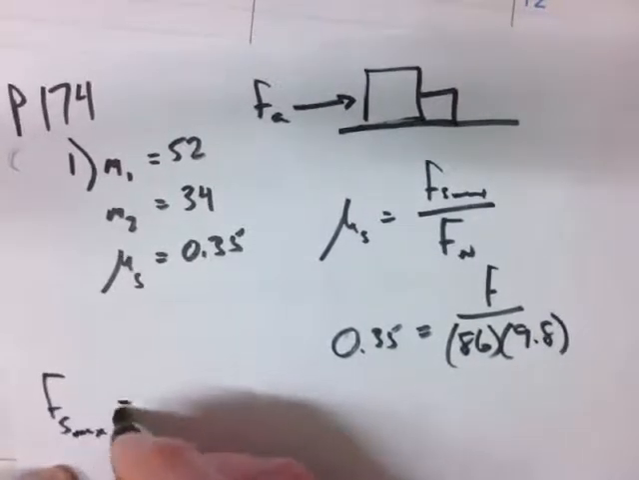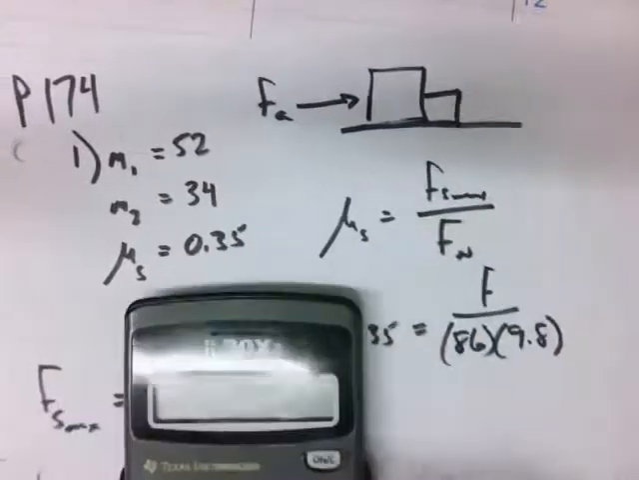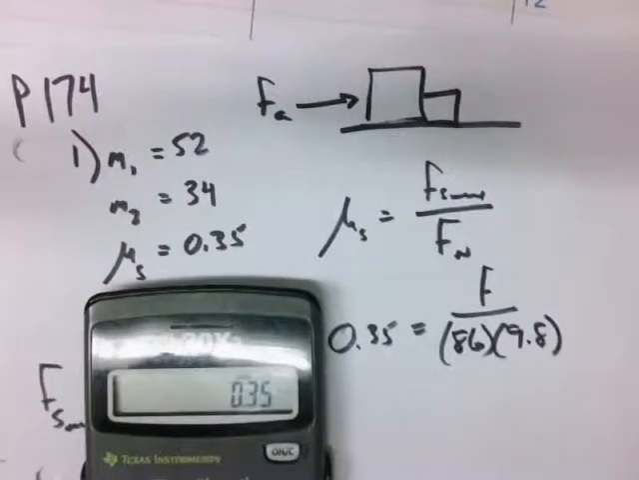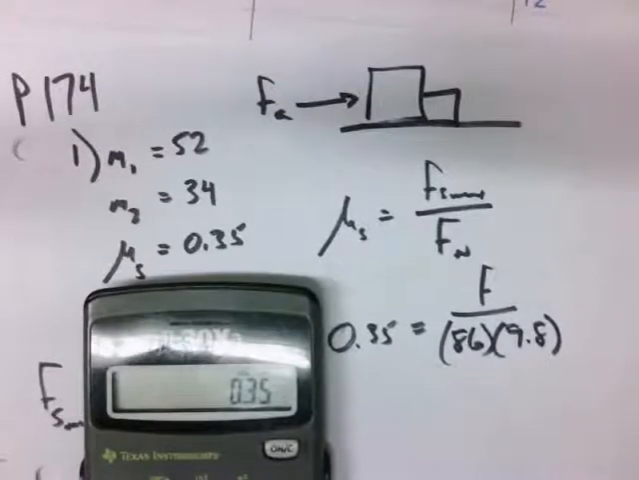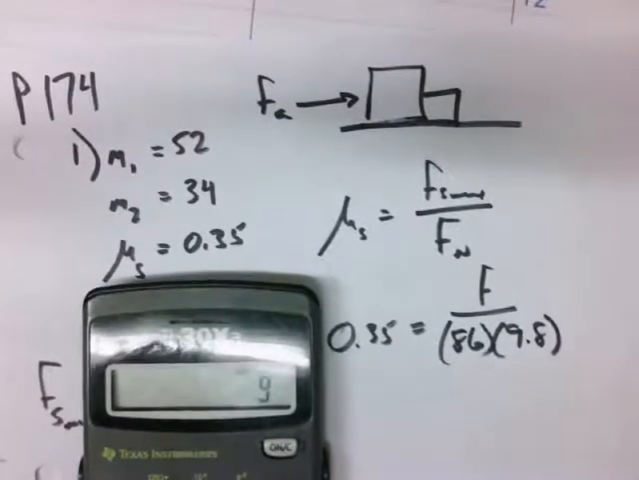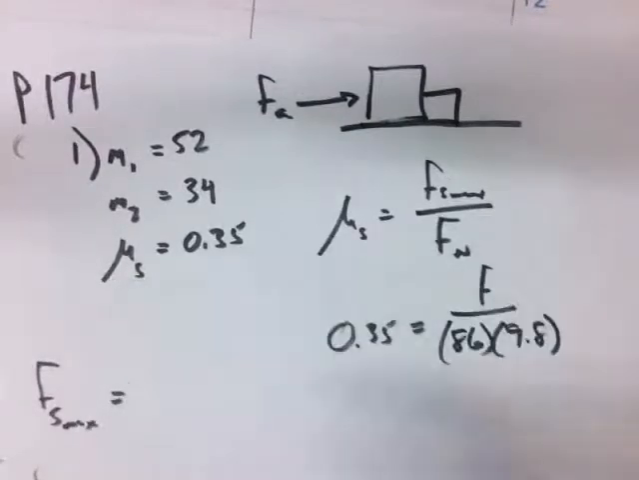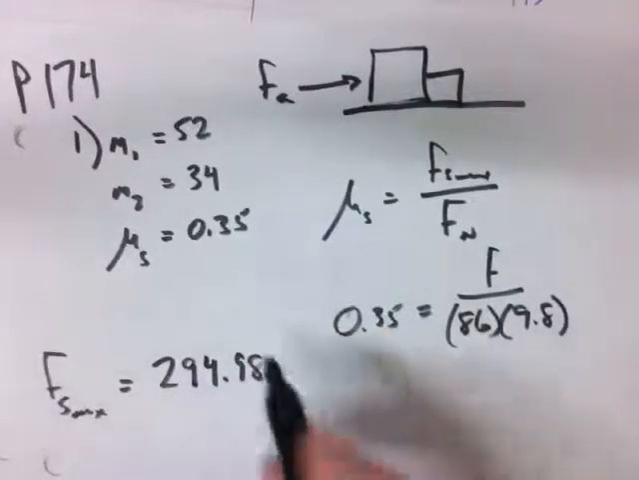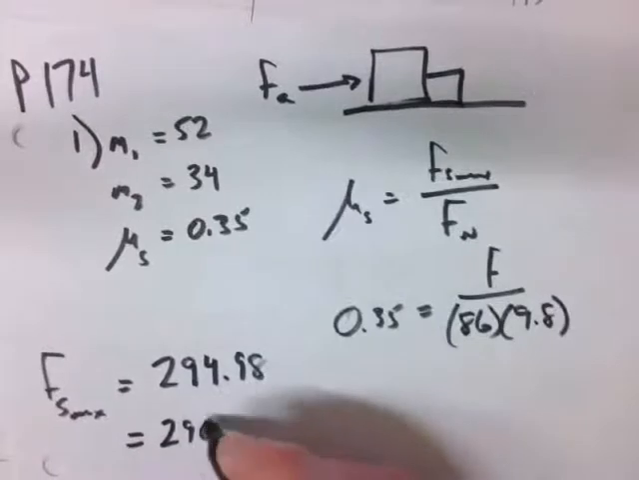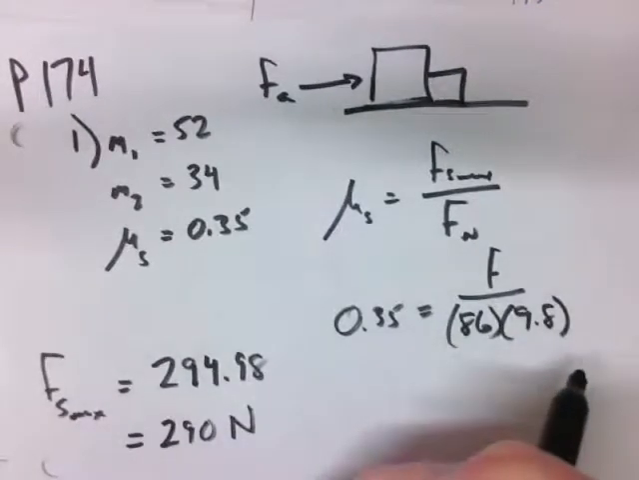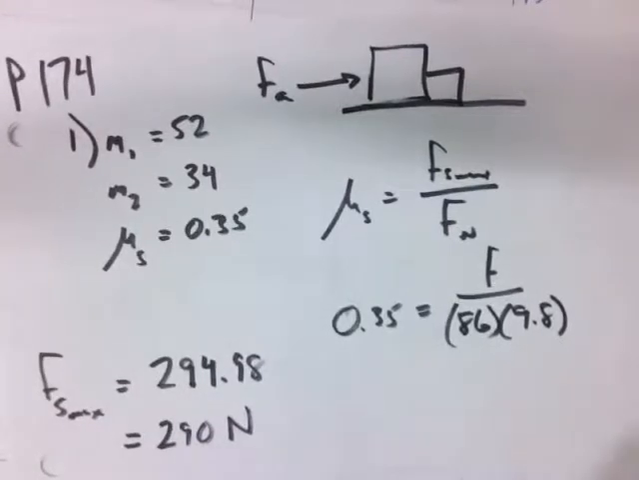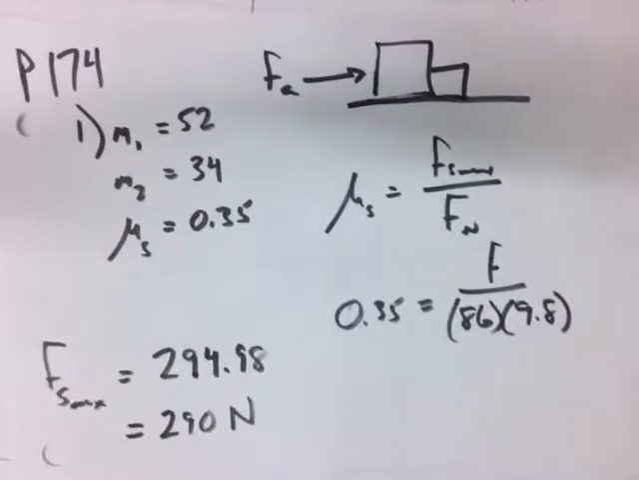Fs max is 0.35 times 86, not minus, 0.35 times 86 times 9.8 is 294.98. Sig figs is 2, so that's going to be 290 newtons. That's the question. This is 1A. It said determine the magnitude, so you don't need a direction. That's 1A.